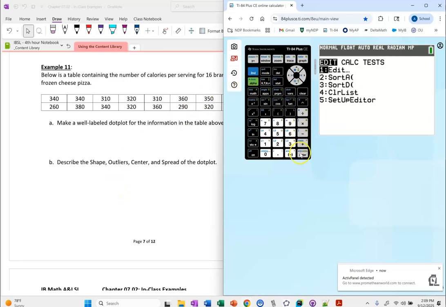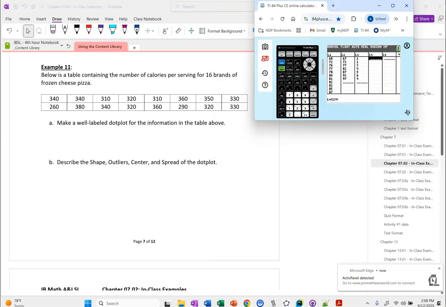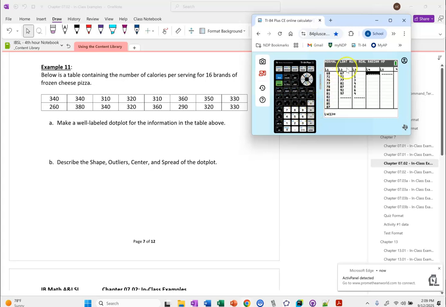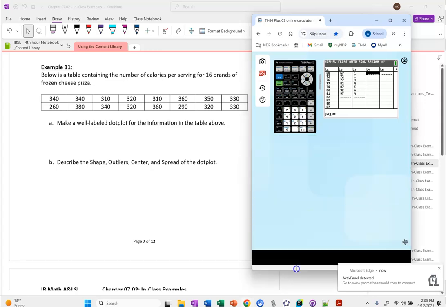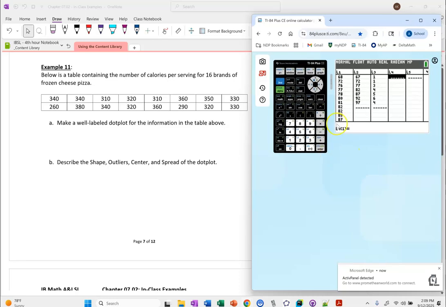So I'm going to start by going stat, edit, and I'm going to type this data into L4 now. That's bigger than what it is. That's not going to do it for me. All right, we have 40, 10, 320, 10.